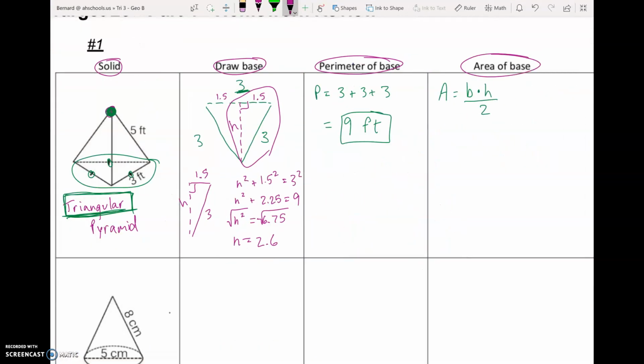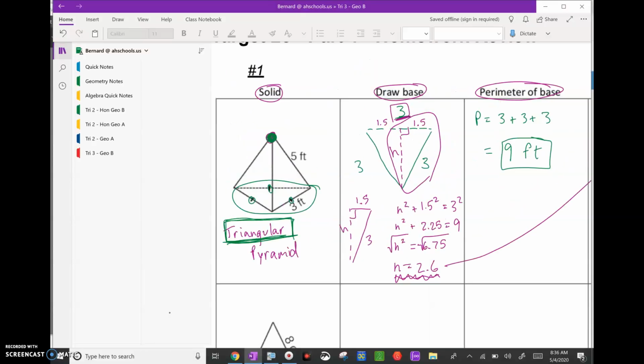Now, remember the reason we wanted that was because we're going to plug that into our area formula over here. And so our area will be, and remember we're considering this side of 3 to be our base, so 3, and then times our new height, which is 2.6, and then we divide by 2. And so let's go to our calculator one more time.